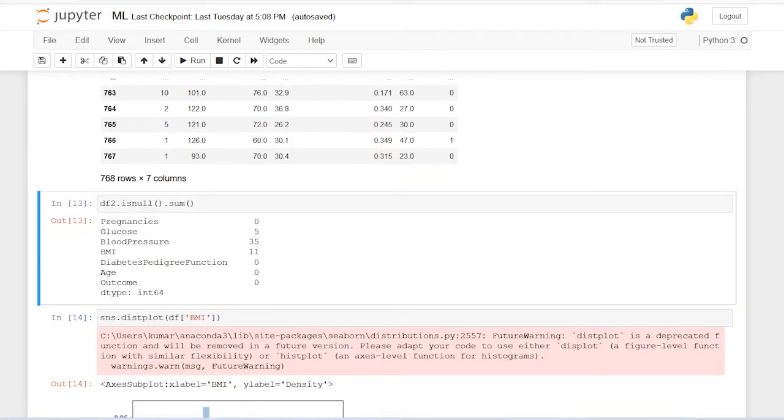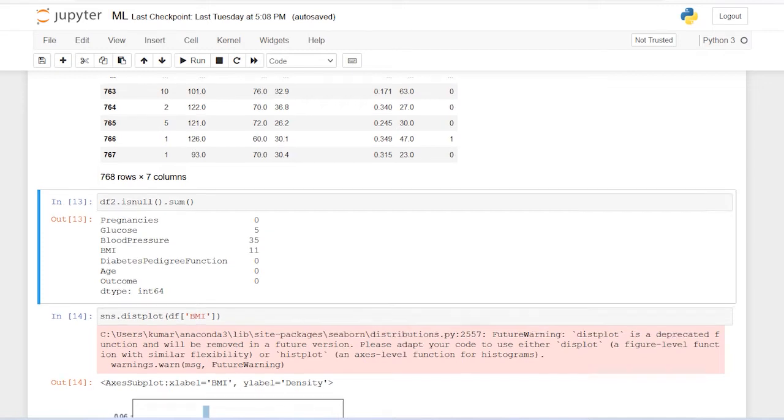So now how do we fill it? Well, I have used the method of mean, median and mode to fill the null values. So let's first see some graphs to determine whether to fill it by mean, median or mode.